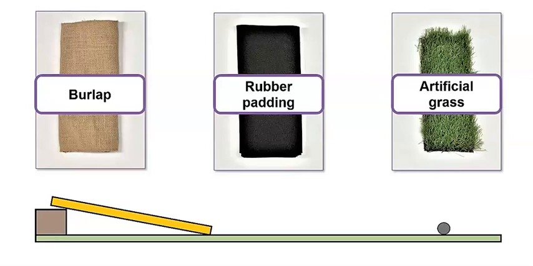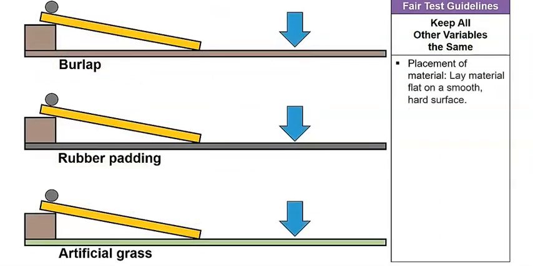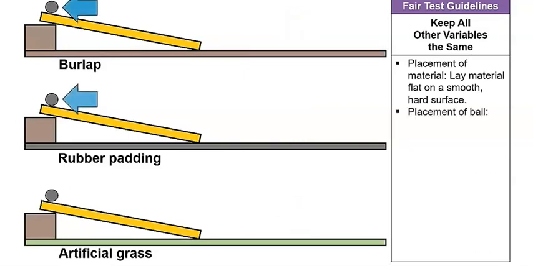Oh, I know, we can only change one variable, right? So what other variables should we keep the same? Well, we need to think about the placement of the material. We'll lay the material flat on a smooth, hard surface. We also need to consider the placement of the ball. We'll place the ball in the same starting position each time at the top of the ruler.